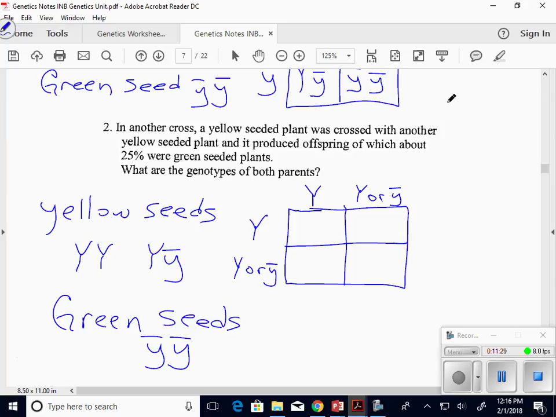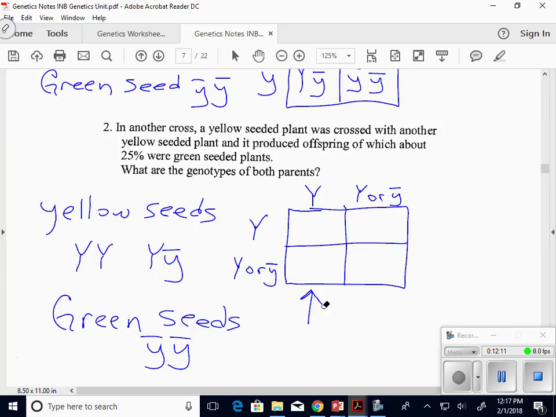25% of these are green, right? Well, if 25% of these are green, what do I have to be green? Lowercase y. So, in which one of these squares am I going to put that? Bottom right. Right here, right? Because could this one? No, because it would be a capital Y. Okay? So this one right here could not be. I would have a capital Y if I had that one.